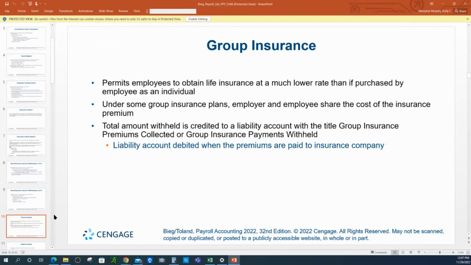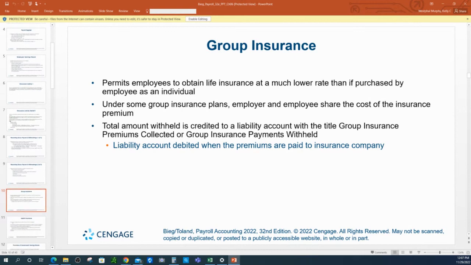The total amount withheld is credited to a liability account with the title Group Insurance Premiums Collected or Group Insurance Payments Withheld. Now it's a liability, but they're not calling it that because it was something that was withheld from the employee's paycheck. But again, this is a liability. The employer is going to have to pay that amount out at some point in the future. If it's a liability, we're increasing that liability, therefore we're going to credit a liability account in order to increase it.